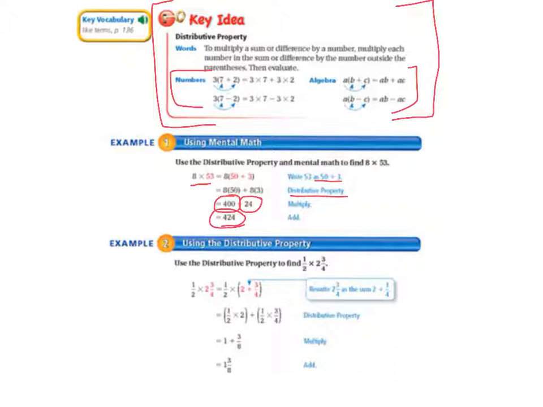Example 2, we use the distributive property to find 1/2 times 2 3/4. So our first step is to write 2 3/4 as the sum of 2 plus 3/4. So that's done for us here. And so when we write it using the distributive property, we have 1/2 times 2 plus 1/2 times 3/4. So 1/2 of 2, of course, is 1, and then 1/2 of 3/4 is 3/8. So we multiplied those, and then when we add, we get 1 3/8.